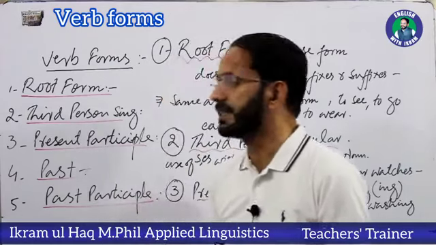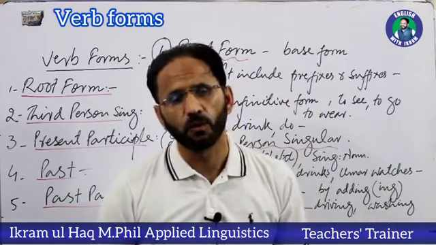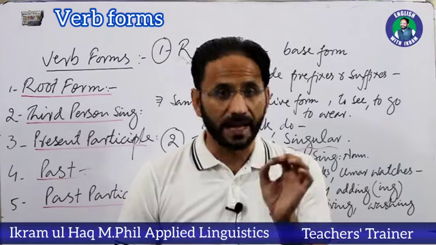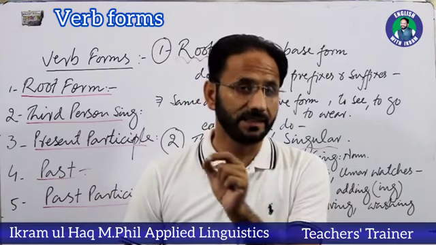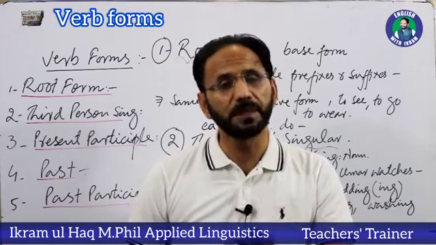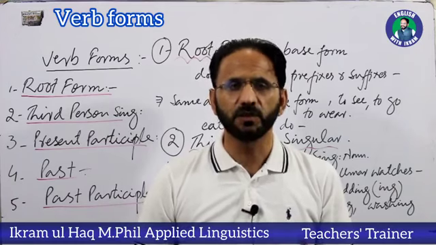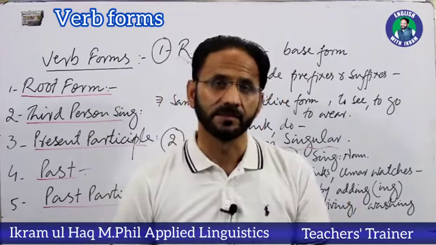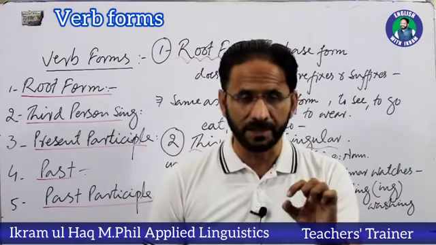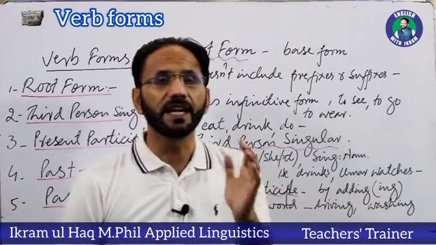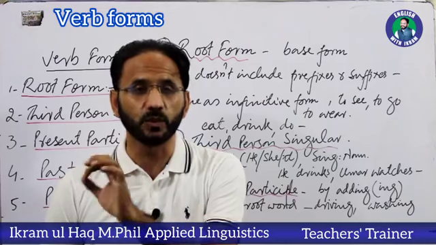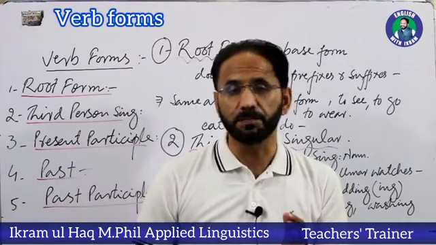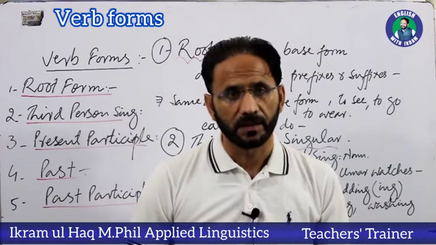Then form number 3 is present participle. What is present participle? Present participle is formed by adding ing to the base form of the verb, and we use this in continuous tenses. He is singing, they are playing. Play, base form of the verb, and we add ing to this base form of the verb, and this form of the verb is called present participle form of the verb.